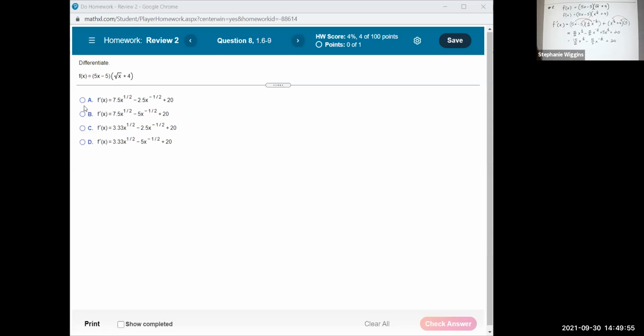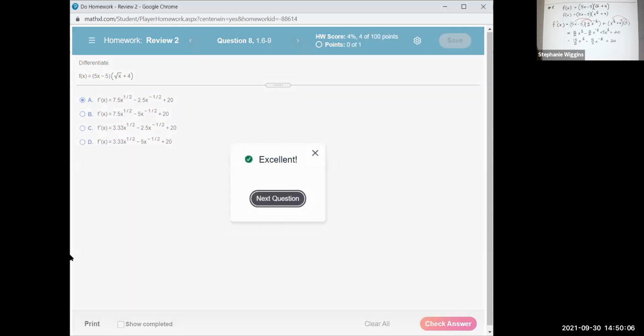15/2 is 7.5. So the choices narrow down between A and B. And my next term is negative 5/2, which is negative 2.5. So A is the correct choice. Okay.